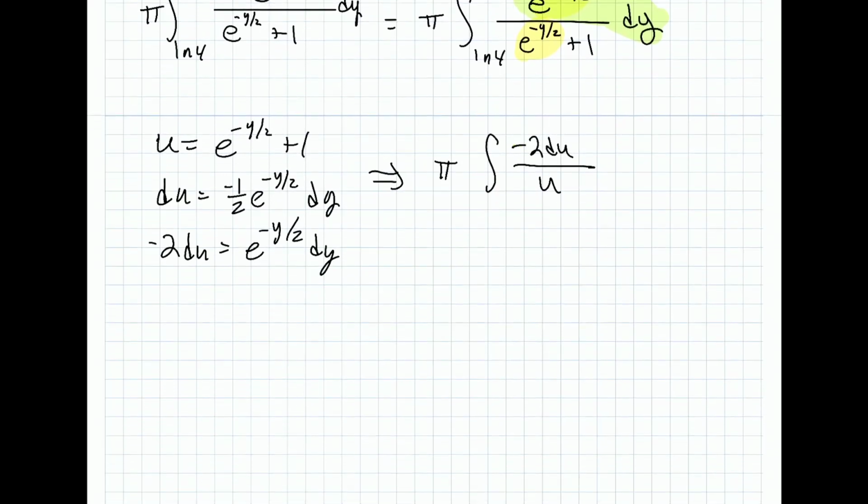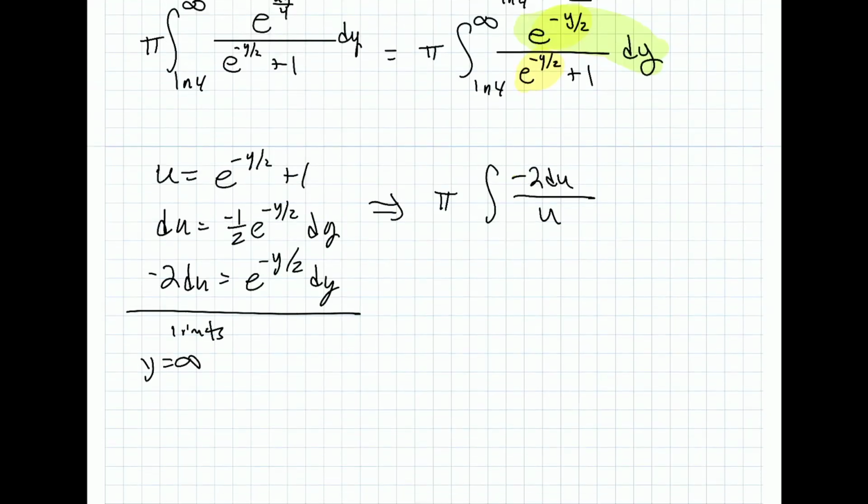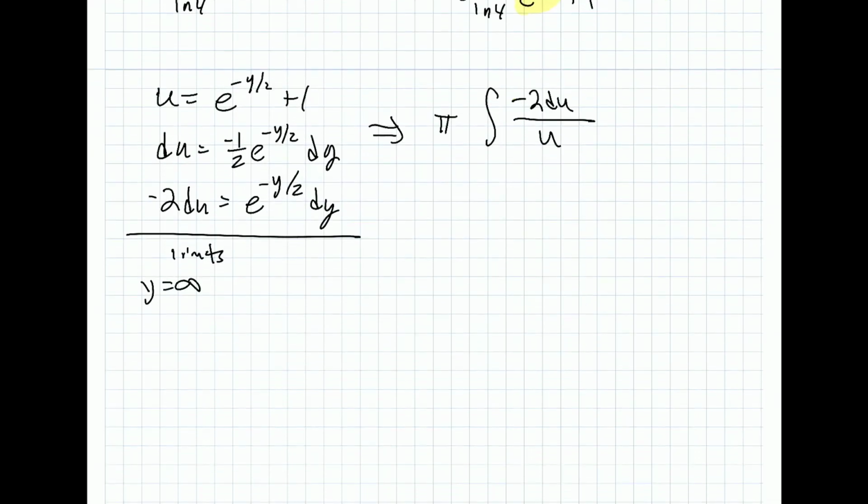And then your limits of integration, let's do them right here. The top limit used to be, what was it? The top limit was y equals infinity, I think. Yeah, it was infinity. That's the top. If you plug that into u, you get u equals e to the negative infinity plus 1. What's e to the negative infinity? We've done that once or twice already today, so that's 0 plus 1. So that's actually just 1. So the top limit is 1.